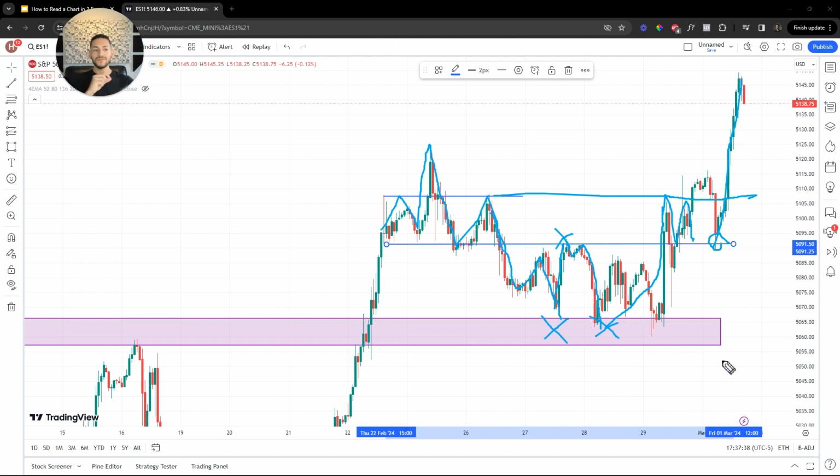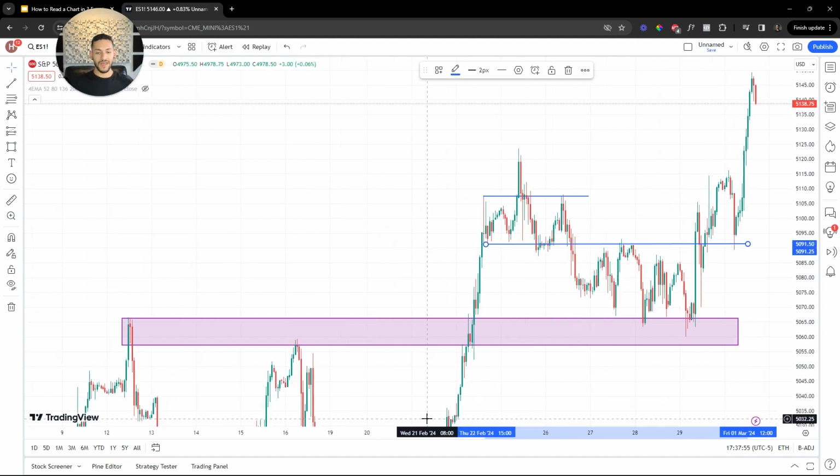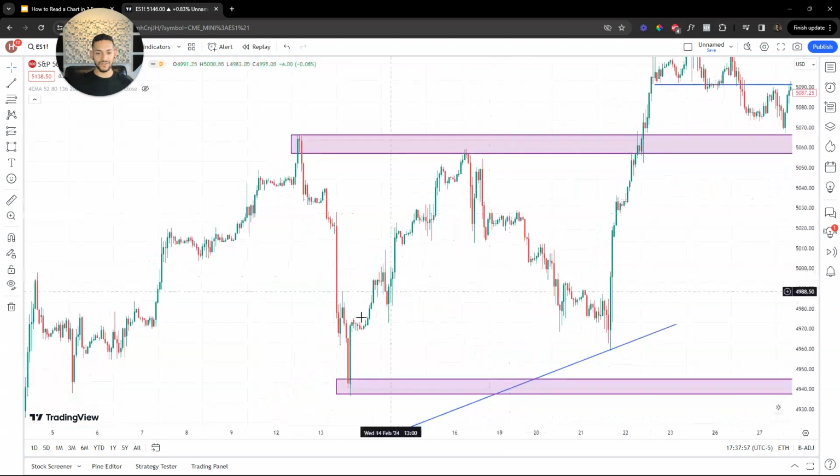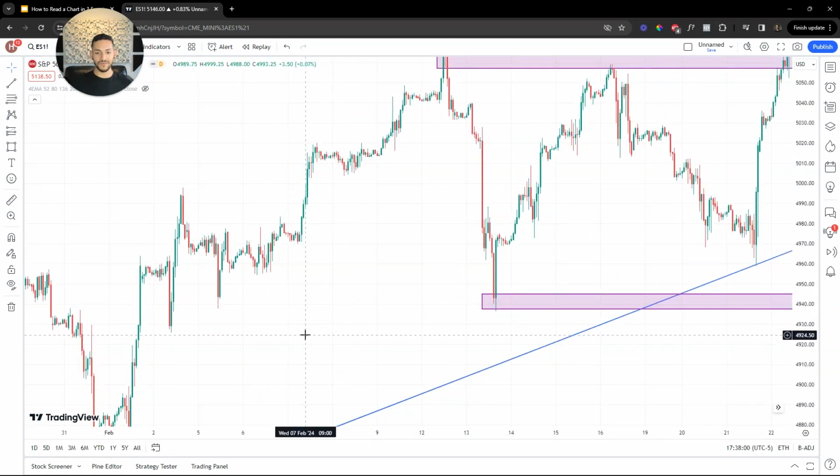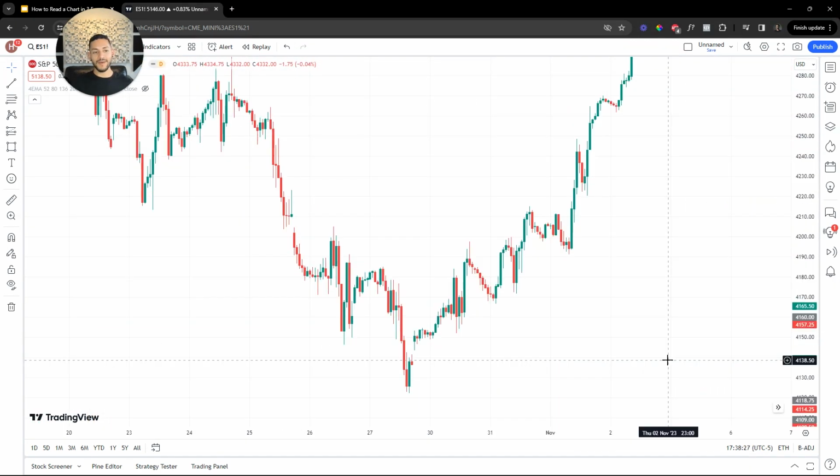And so if you're able to identify these levels, you're going to be creating a map of where price can stop, where price can go next. Very, very useful. Now let's take a look at the reverse of the head and shoulders. Let's look for an inverse head and shoulders here. Not the best pattern here, but we can definitely see it.